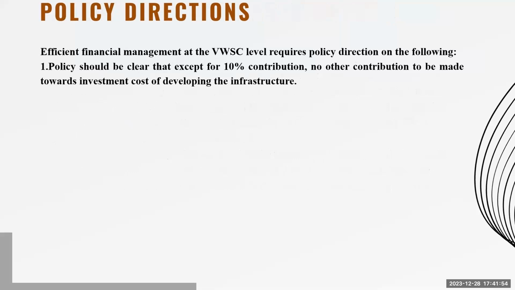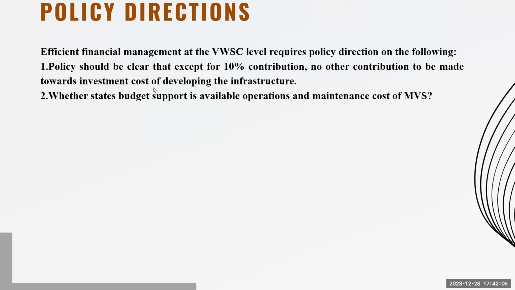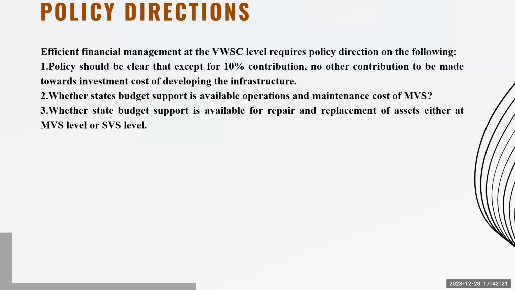The other thing to keep in mind is that we also need some clarity on the policies of the government, at the state and central level. One thing to know is that the 10% contribution is the only contribution that has to be made towards the investment cost. The second is whether there is budget support available for operation and maintenance cost, like grants such as the 15th Finance Commission grant, and whether state budget support is available for repair and replacement.